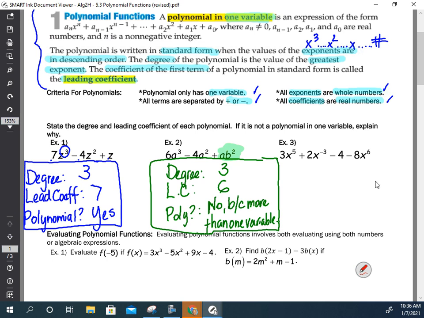All right, sounds good. So let's take a quick 45 seconds. Do example 3. Do it yourself before we do it together. Degree, leading coefficient, is it a polynomial? Take a moment to look at it yourself before we do it together. We're already about 15 seconds in.